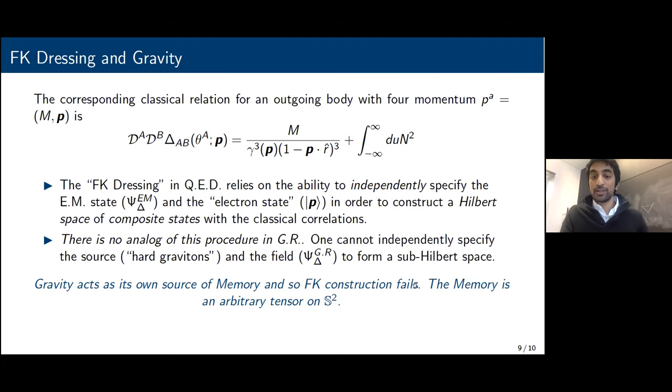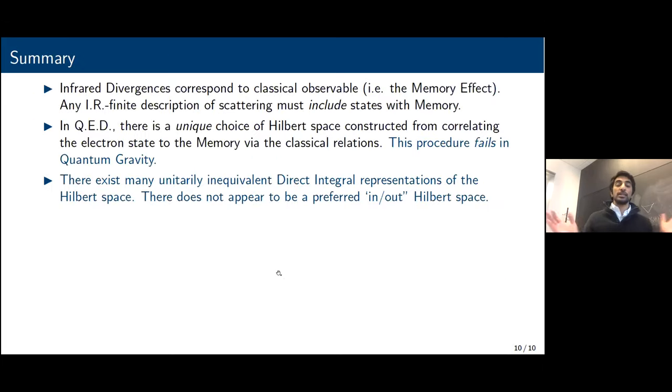In summary, the memory is now just an arbitrary tensor on the sphere. It spans an infinite dimensional space, and one cannot reduce it to a finite dimensional subspace. Okay, so let me just summarize. There exist many unitarily inequivalent representations of the Hilbert space at null infinity, and any usual procedure for reducing the space of memories to thereby yield a unique Hilbert space construction fails in quantum gravity.